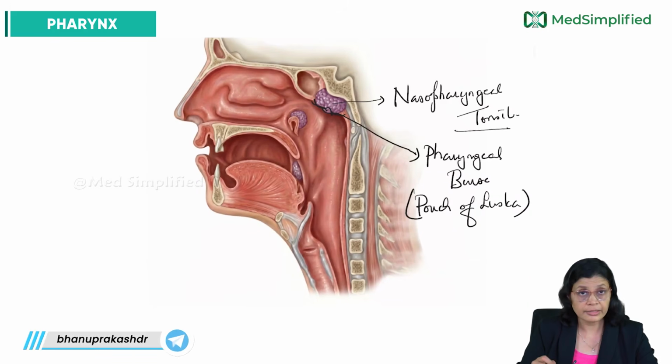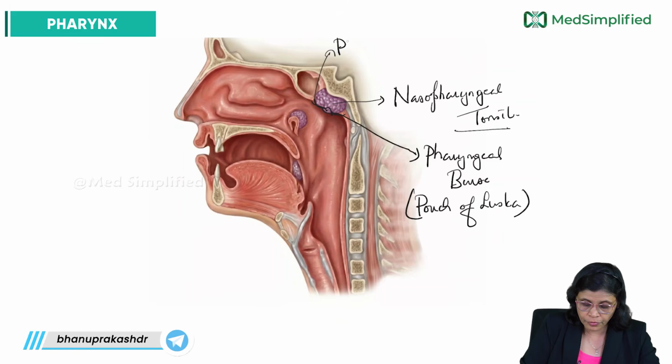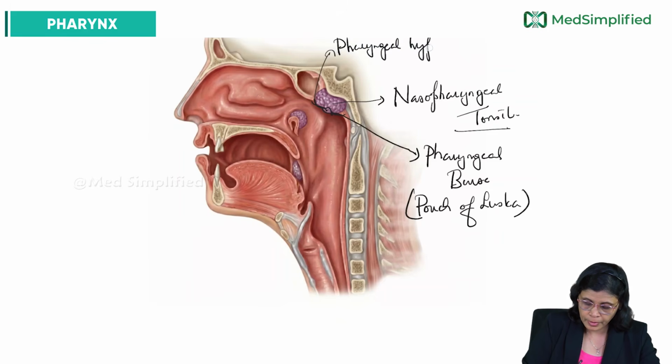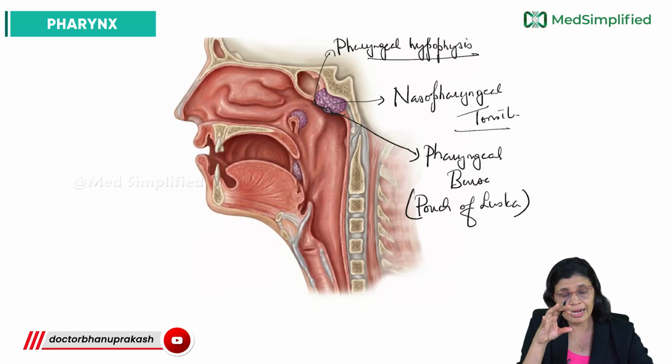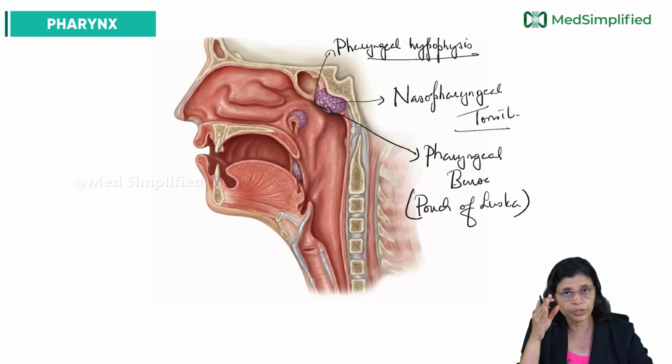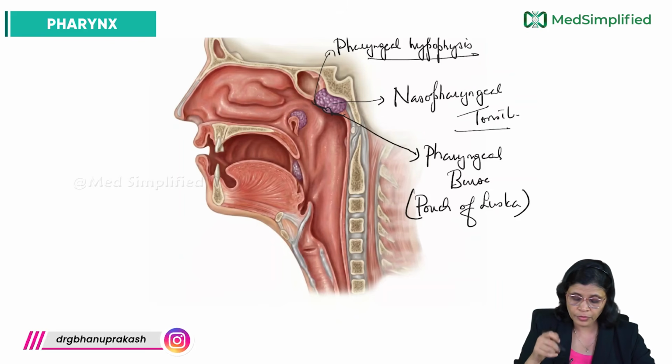Then sometimes, not always, we will see one more feature here, which we call the pharyngeal hypophysis. Now, what is this pharyngeal hypophysis? We know that embryologically the anterior pituitary is formed by Rathke's pouch, which pierces to the roof of the primitive mouth, that is the stomodeum, right? So this remnant of Rathke's pouch sometimes forms what we call the pharyngeal hypophysis.